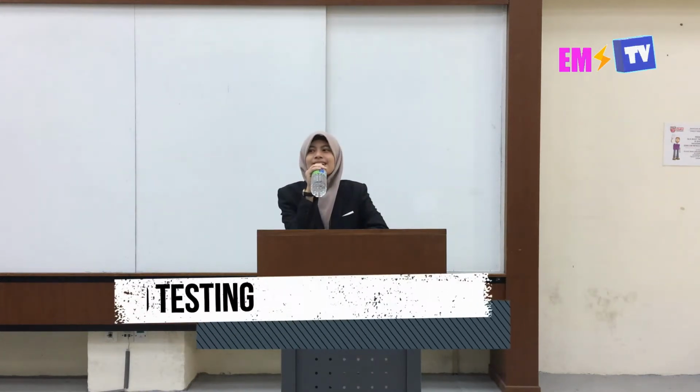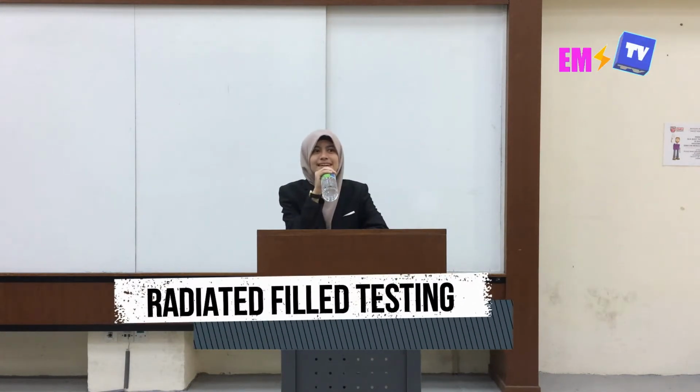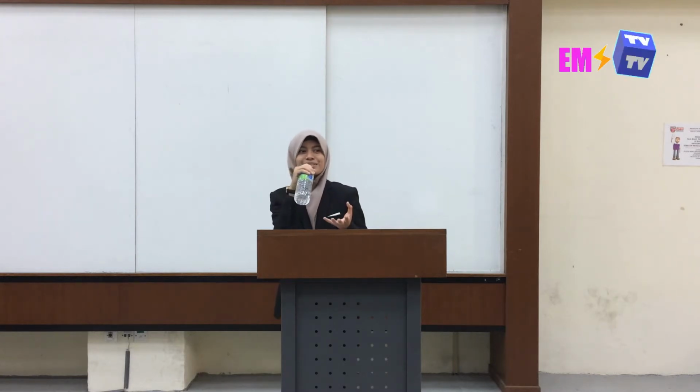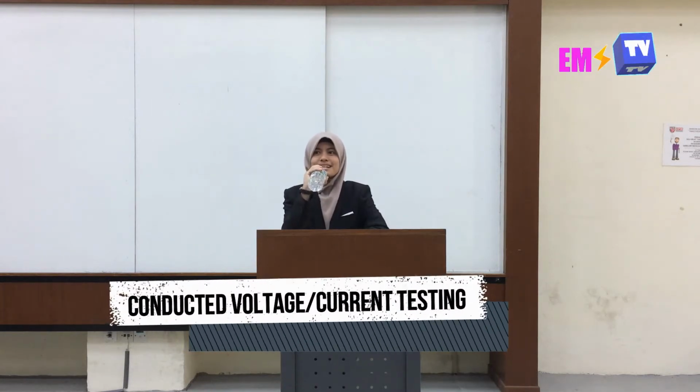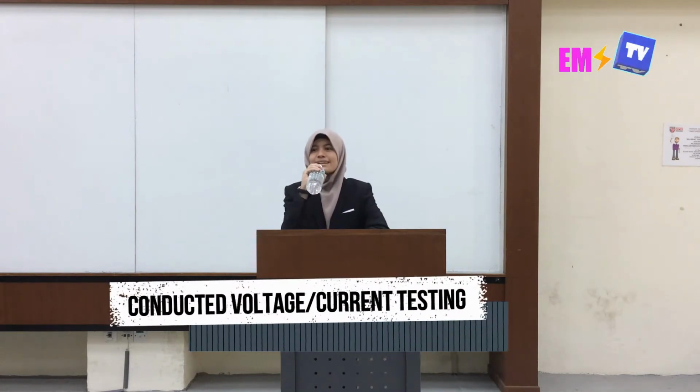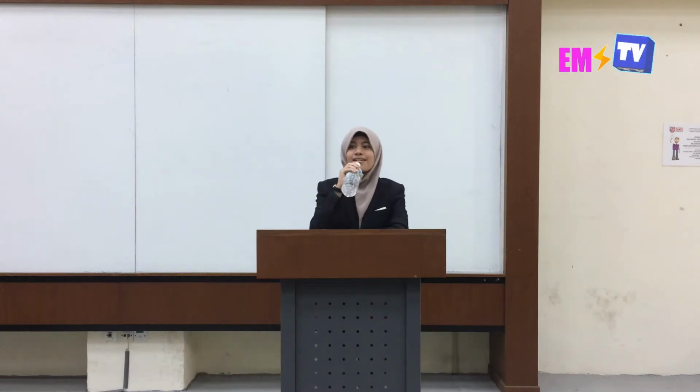Okay, first, radiated field testing. It involves a high-powered source of electromagnetic pulse energy and a radiating antenna to direct the energy at the potential victim or device under test. Okay, second manifesto is conducted voltage or current testing. It involves a high-powered signal or pulse generator and a current clamp or other type of transformer to inject the test signal.